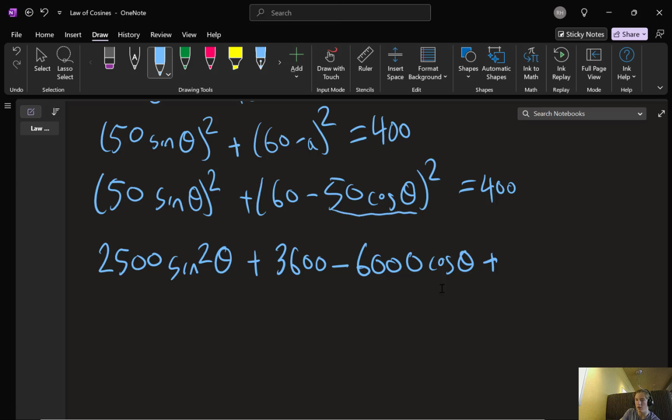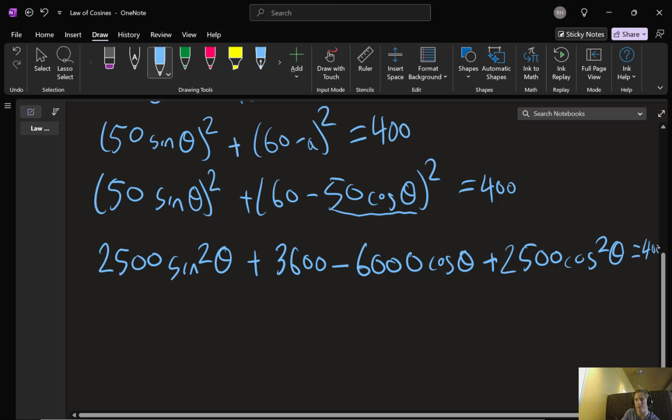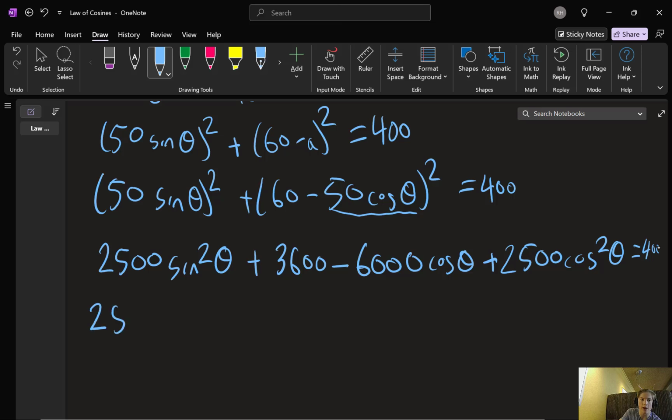And 50 squared is just 2500. And we multiply that by cosine squared theta. And we set this equal to 400. From here, we can group the 2500 times sine squared plus 2500 cosine squared and distribute the 2500, I mean. So we can put the sine squared theta here plus cosine squared theta here. And this should be ringing some bells because sine squared plus cosine squared is just equal to 1. So on our next step, we'll be able to substitute that out.